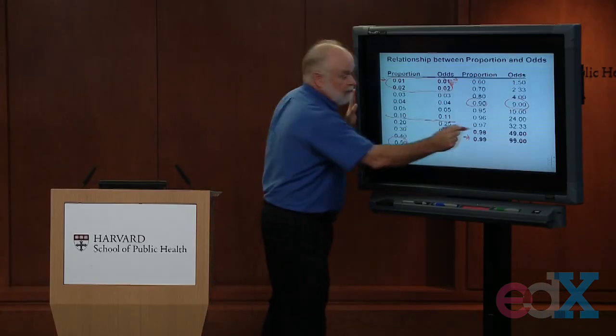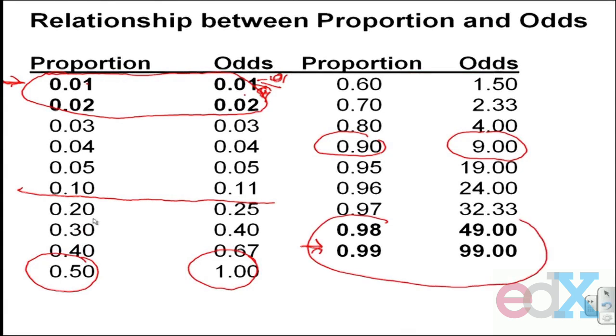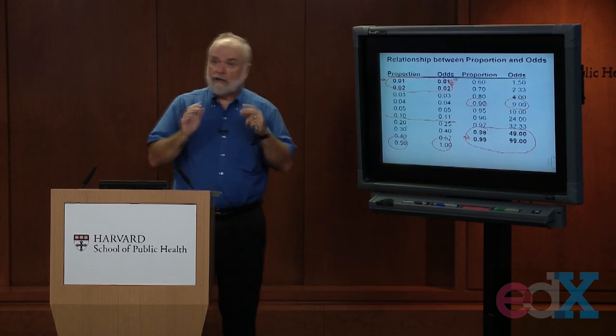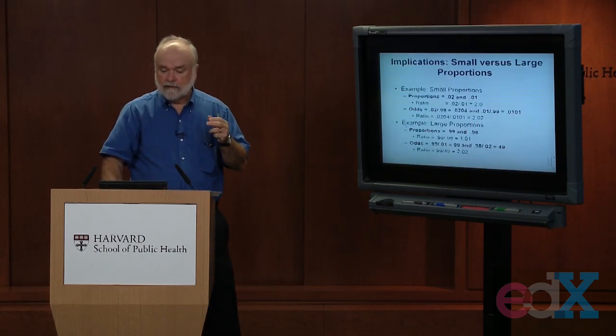And in the extreme case, if I have proportions of 98 or 99, which are very similar values on the proportion scale, notice the corresponding values for their odds are very different. 49 is the odds corresponding to a proportion of 98%. 99 is the odds corresponding to a proportion of 99%. Now that's going to cause a problem for us in epidemiology.